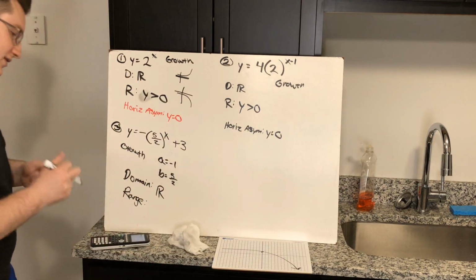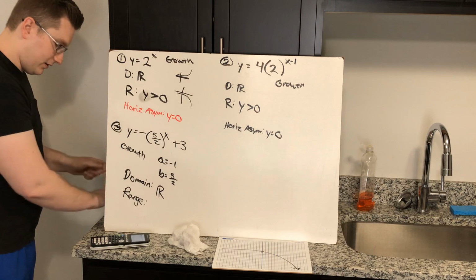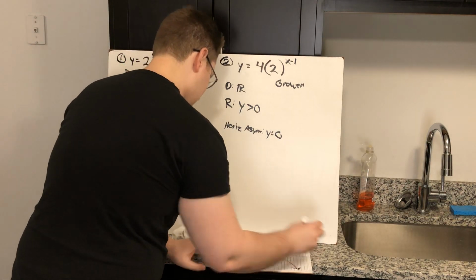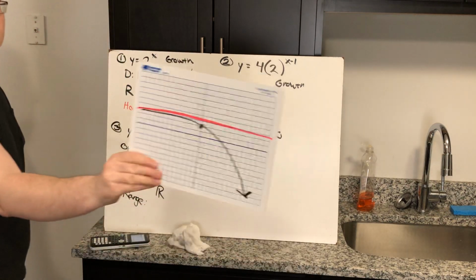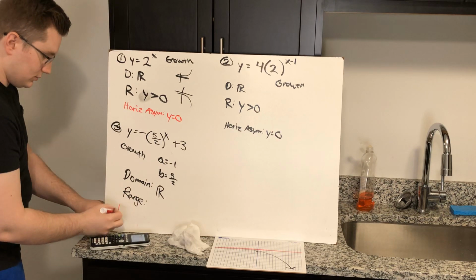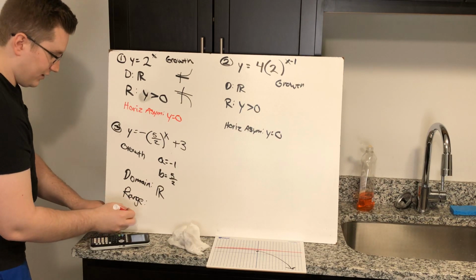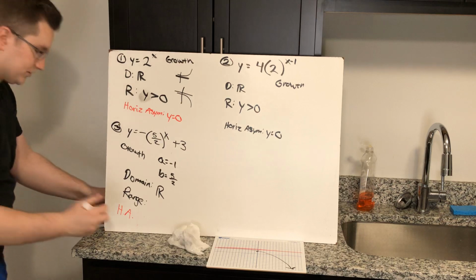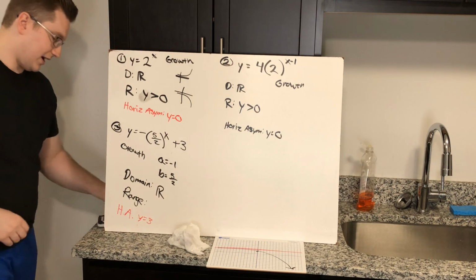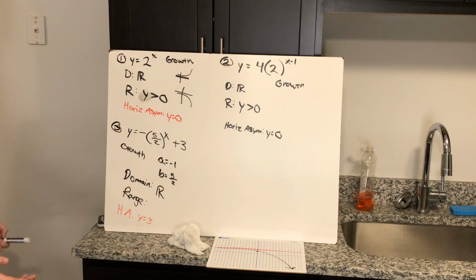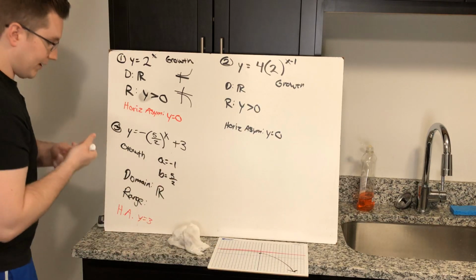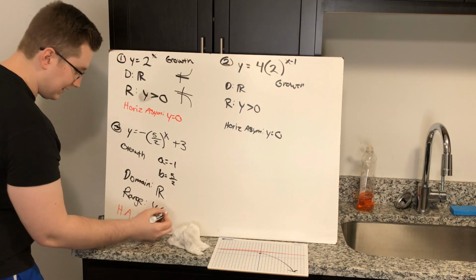And if you notice, it is never, ever, ever hitting the 3. Getting close, getting really, really close. But that's our horizontal asymptote. So I'm just going to put HA for horizontal asymptote is y equals 3. And for my range, I can look at that and say, hey, is any value being bigger than 3? No, it's always below. So for my range, I'm going to say that y is less than 3.